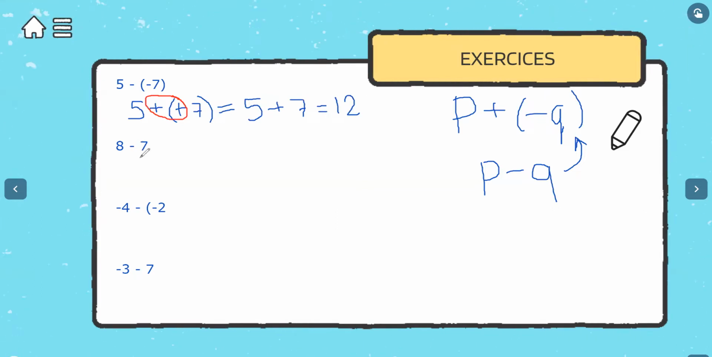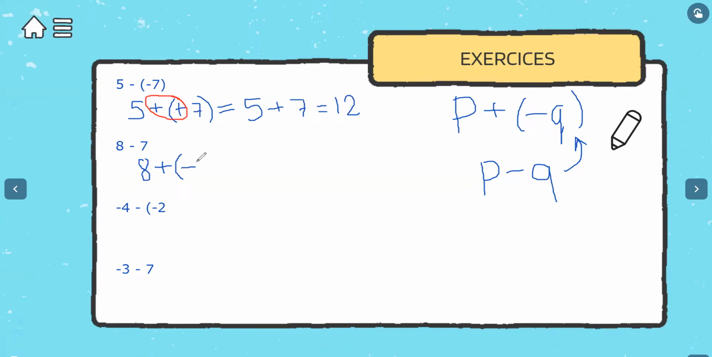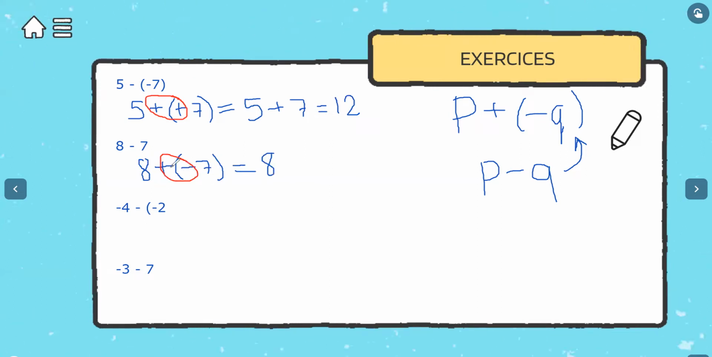Let's do the second one. In the second one, we have the first number, it's an 8. We're going to add the opposite of the second one. What is the opposite of a 7? Well, the opposite of the 7 is a -7. All right. So remember, we have two signs together. We need to multiply them. So this is going to be 8. Positive times negative is negative. 8 minus 7, which is equal to 1.